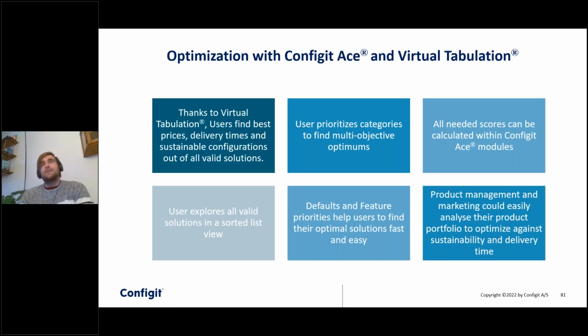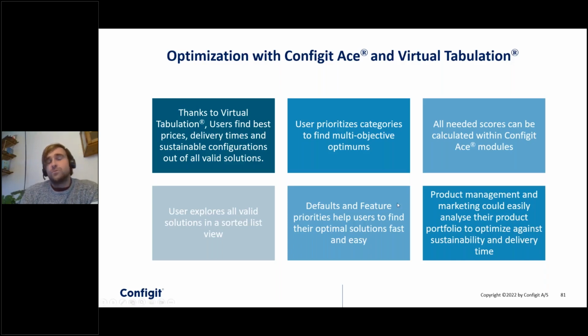From a user perspective, it is also very beneficial to have this sorted list view where we show all the valid solutions with a score and with this green background to say this is the best solution for your priority metric. So the user does not need to click through all the combo boxes to find the best solution. He can just use the list view.